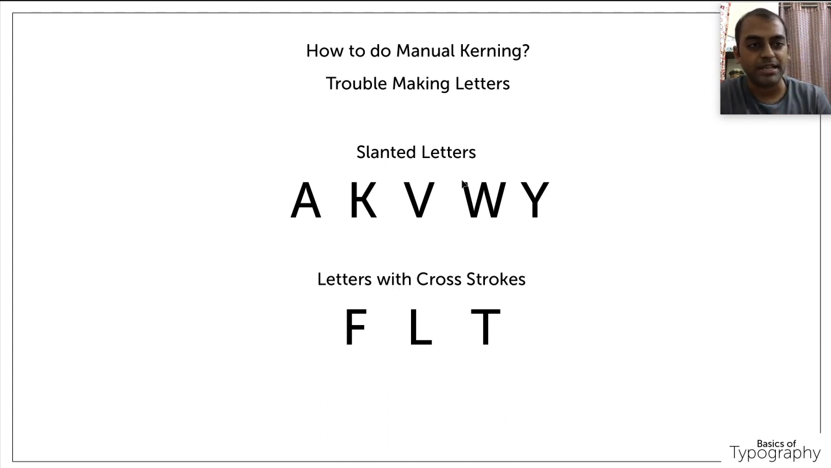So there are some slanted letters: A, K, V, Y, W. You see there is a slanting thing here. Same for V, same for W, same for Y. These are the troublemaking letters. Then identify the letters with a cross stroke. For example, F has a cross stroke, L has a cross stroke, and even E also has a cross stroke.